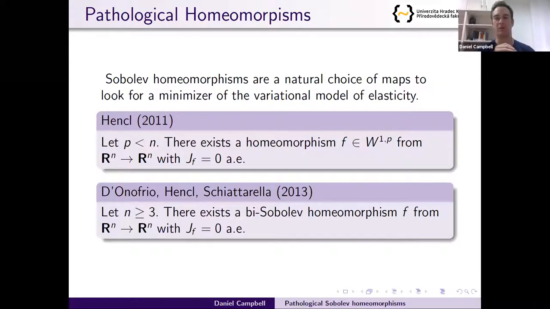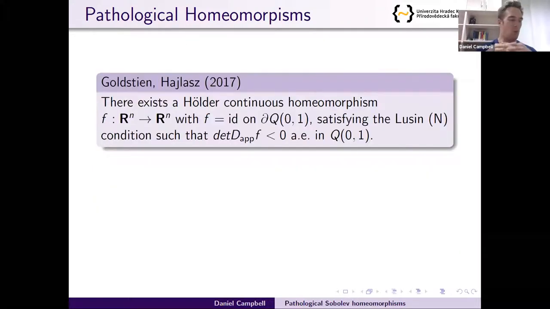And then it was also improved on to show that you can even do this with a bi-Sobolev map, at least in dimension 3, and given that you don't want the bi-Sobolev map to be too irregular. Right. Even more pathological behavior.